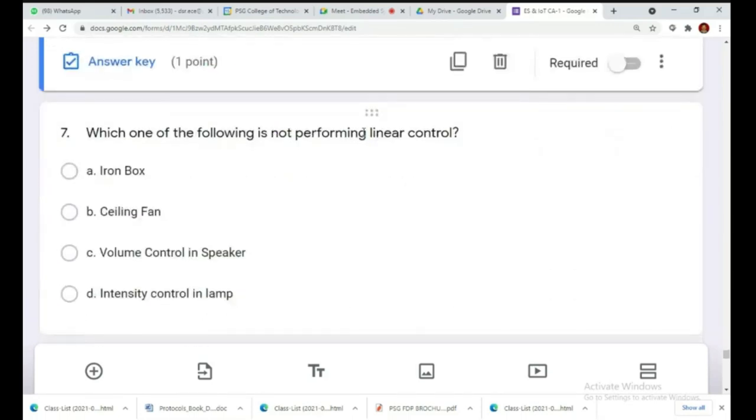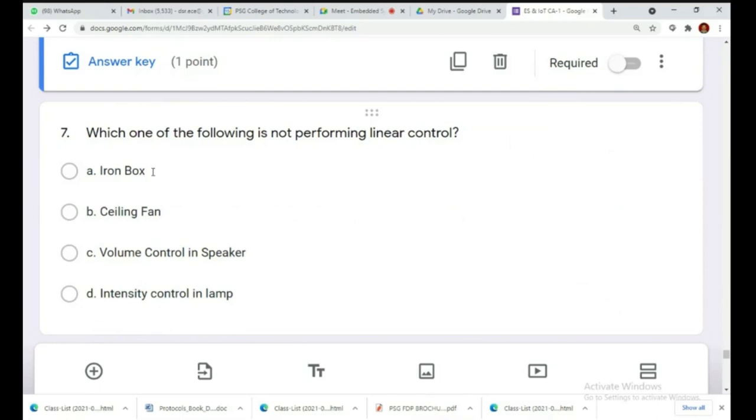So which one of the following is not performing linear control? Okay, so ceiling fan does linear control, 1, 2, 3, 4, 5 speeds. Volume control in the speaker, linear control. Lamp intensity control, linear control. Iron box has on off control.